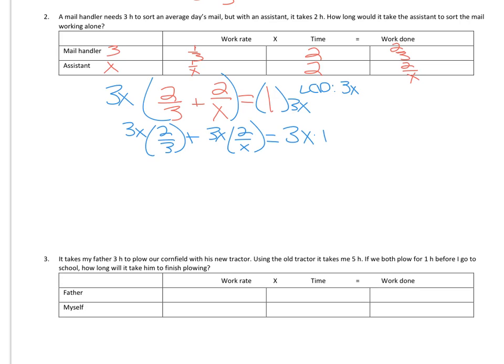And go back through, cancel out your denominators. x times 2 gives me 2x. Can divide out an x. 3 times 2 gives me 6. And then 3x times 1 just gives me 3x. Okay, I have x's on both sides of my equal sign. To get them in one place, we would subtract 2x from both sides. And I get 6 equals x.